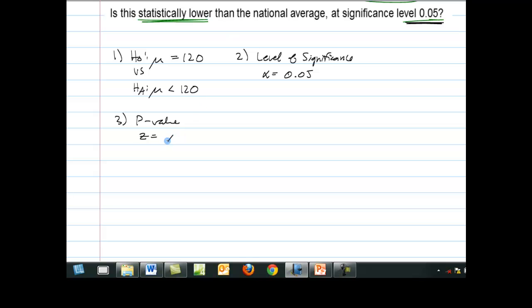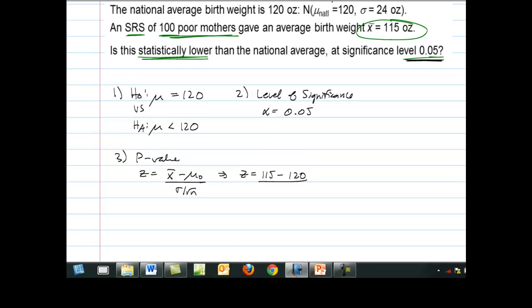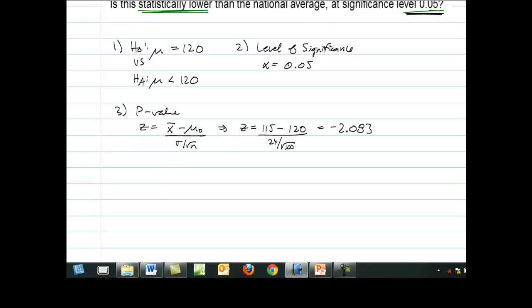I'll write it out in general first: x bar minus mu naught, over sigma over the square root of n. So for us that would be 115 minus 120 divided by sigma. If we scroll up real quick, sigma was 24, divided by the square root of 100, which is 10. If you calculate that, we get negative 2.083. So that means I'm a little more than 2 standard deviations below the mean.